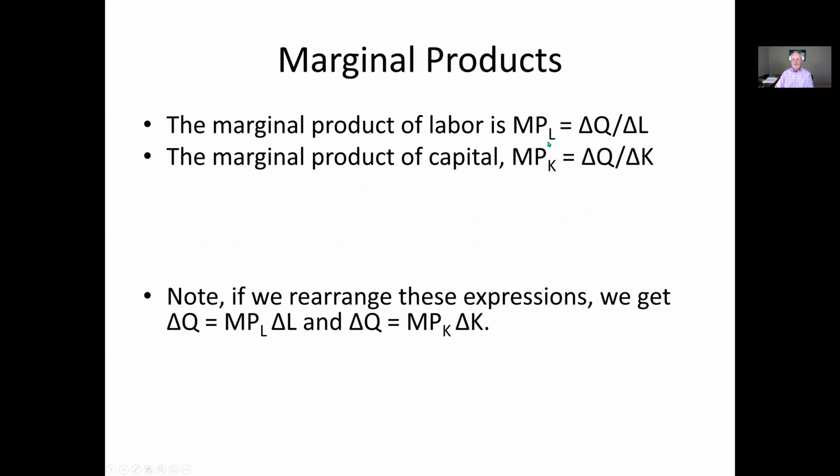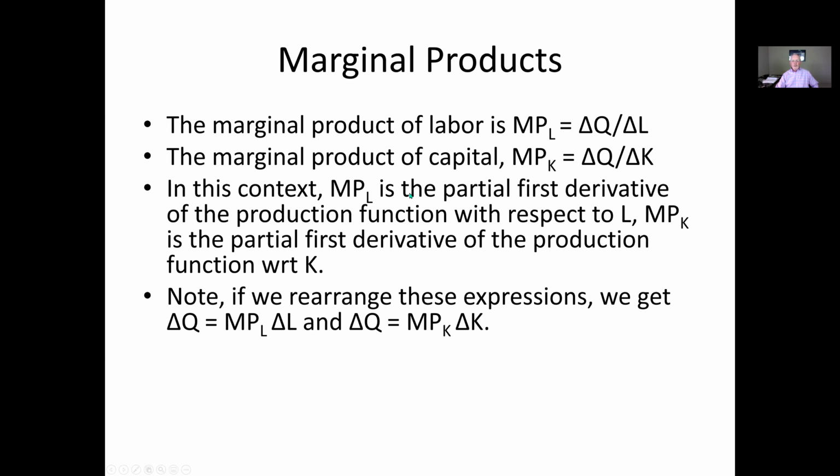The marginal product of labor is, of course, change in Q over change in L, all else equal. And the marginal product of capital is analogously delta Q over delta K, all else equal. So, as I say, these are just first partial derivatives, in this case, of the production function with respect to the 2 inputs. So note, if we were to rearrange these expressions, we get delta Q is equal to the marginal product of labor times labor, and delta Q is also going to be equal, on the capital side of the equation, to the marginal product of capital times the change in capital.